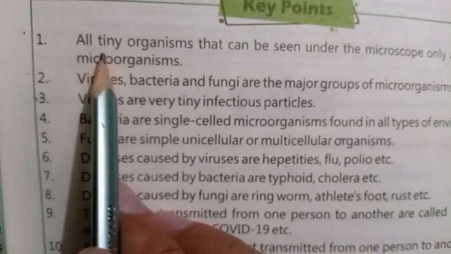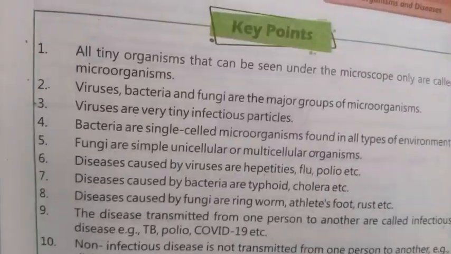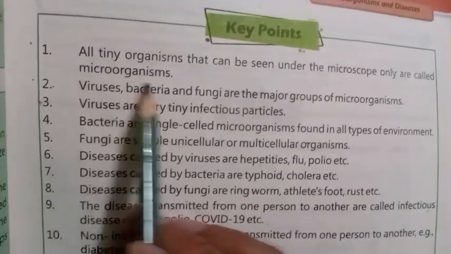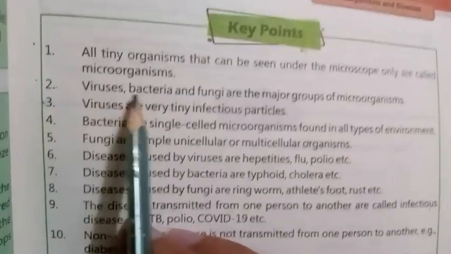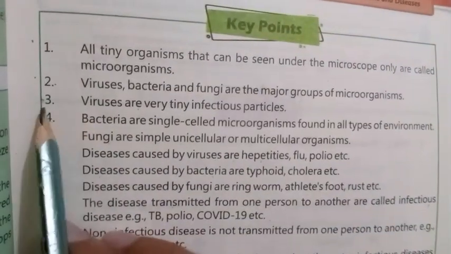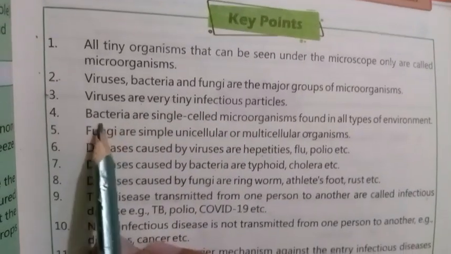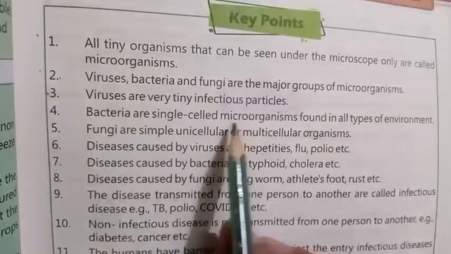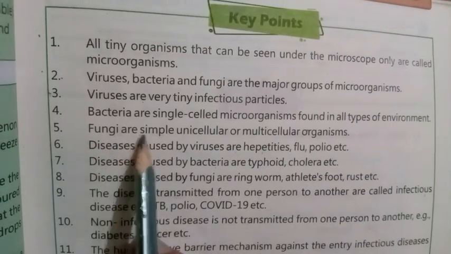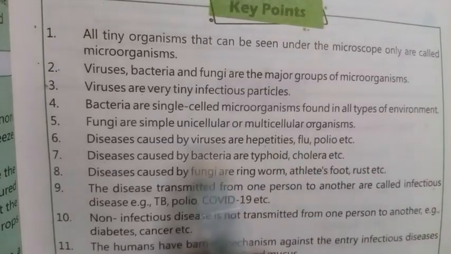Key points. Number 1. All tiny organisms that can be seen under the microscope only are called microorganisms. Number 2. Viruses, bacteria and fungi are the major groups of microorganisms. Number 3. Viruses are very tiny infectious particles. Number 4. Bacteria are single-celled microorganisms found in all types of environment. Number 5. Fungi are simple unicellular or multicellular organisms.